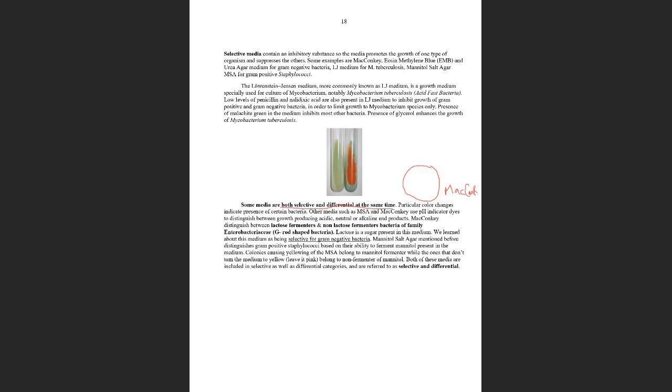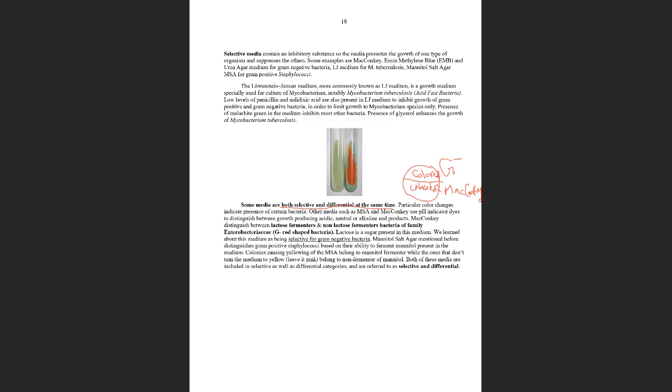MacConkey is selective for what? What did I tell you? MacConkey is selective for gram negatives, correct? So when you have different gram-negative bacteria growing on this medium, some of them make colored colonies, others make colorless colonies. So this medium is not only selective for gram-negative, it also allows us to differentiate between them based on whether they produce colored colonies or colorless colonies. Just remember, MacConkey is selective as well as differential.